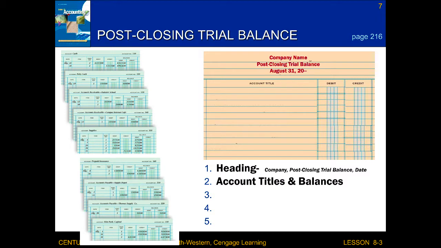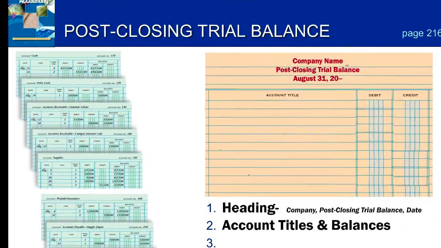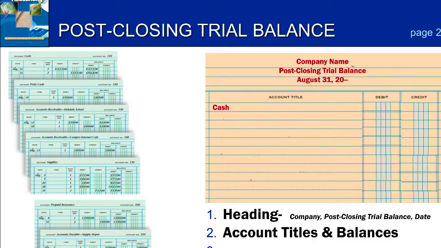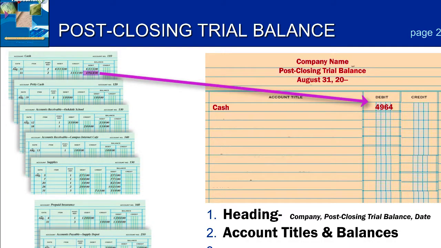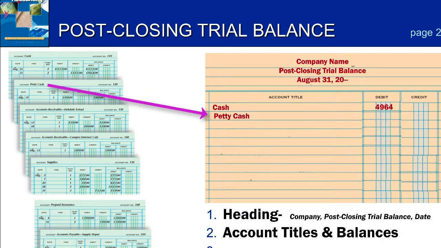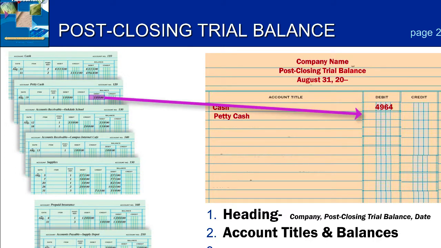We are going to go in the exact order of our ledgers, which follows the exact order of our chart of accounts. So if I look at this first ledger that I have, it is cash. So I'm going to write cash. And then I'm going to look at the very bottom balance line, and that is a debit of $4,964. So I'm going to put in my post-closing trial balance a debit of $4,964. Moving on to the next general ledger, I have petty cash. And that balance, the last thing in there, is $100 of debit.